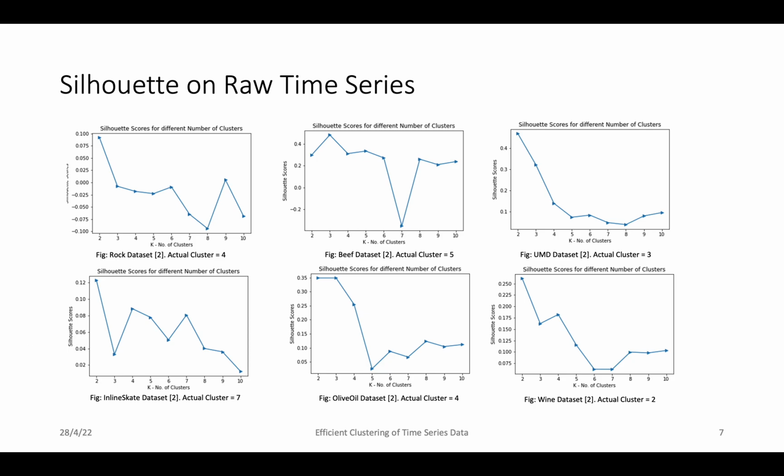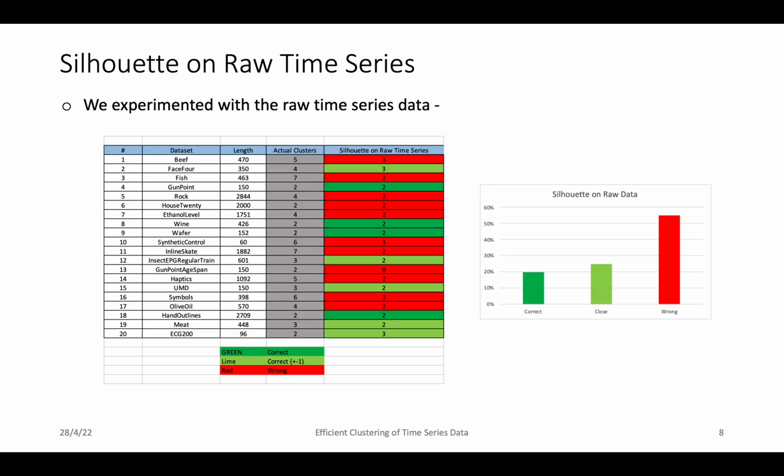When we used the silhouette coefficient on the raw time series, the results are not very good. In most cases, like here, if the total number of clusters is 4, it is predicting 2, and most of the time it gets it wrong. Some of the time it might get close or right, but in most cases it's wrong. We ran it on 20 datasets, and you can see that in most cases the red ones are wrong. The lime ones are when it predicts 1 more or 1 less than the actual number of clusters, and the green ones are right, and the accuracy here is just 20%.